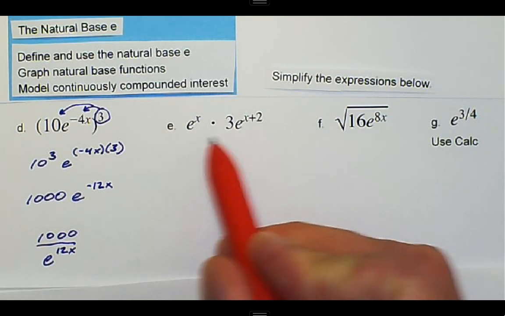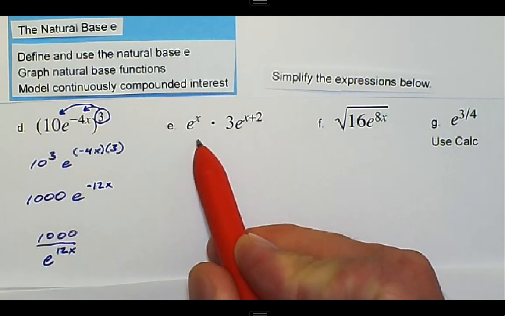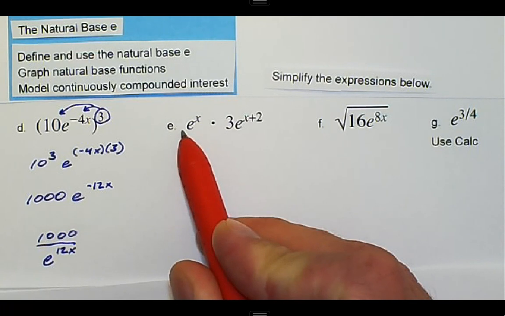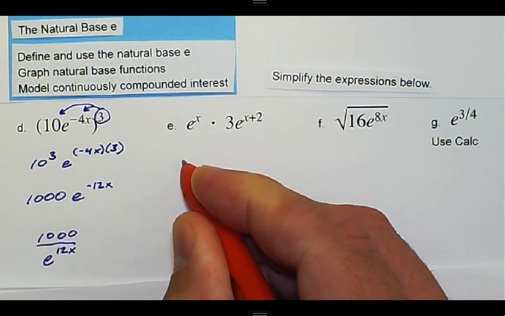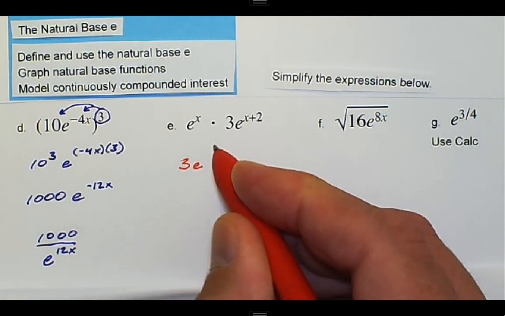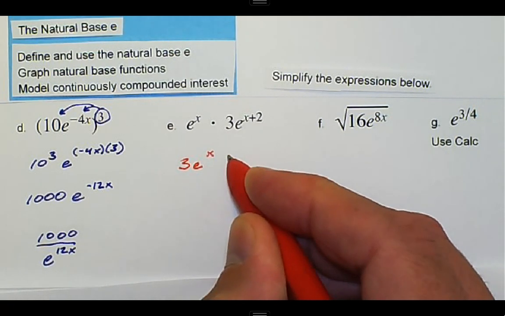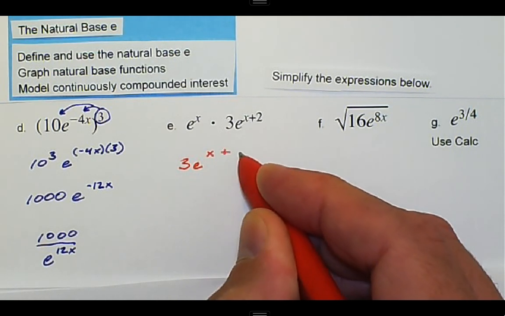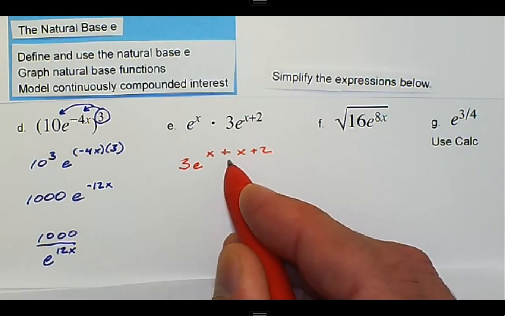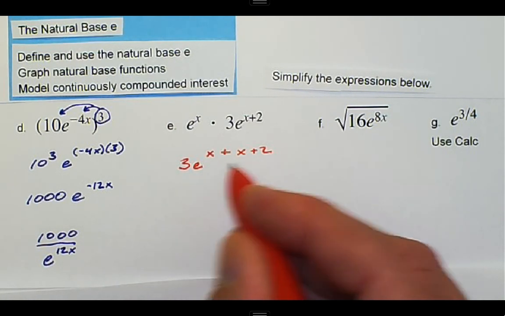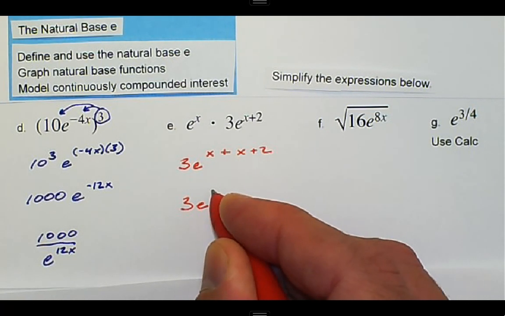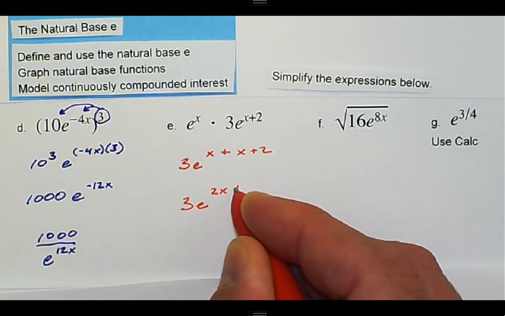And then here we have the same base. So what we can do is add the exponents, and multiply the coefficients together. 1 times 3, that is going to be 3. Then we have the same base, and then we have x plus 2. And then we have 2 common terms in the exponent. So 3e, there's 2 x's plus 2.